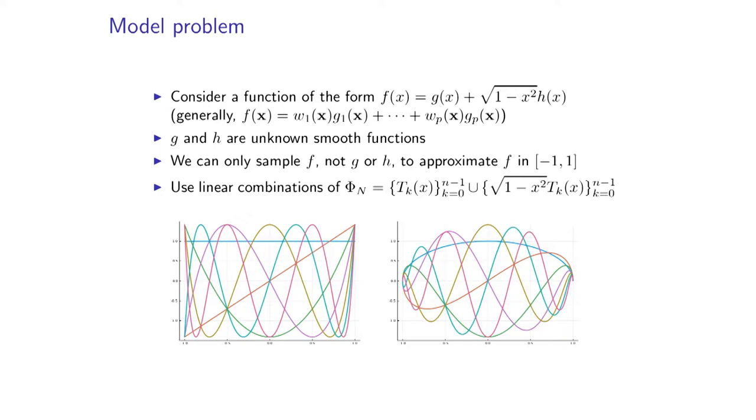If we knew g and h, we could just use Chebyshev or something to approximate g and h. They're smooth functions. We would do a very good job. But if you can only sample f, that's not going to work. So what I'm suggesting here is to use linear combinations of Chebyshev polynomials and weighted Chebyshev polynomials in equal numbers. So there'd be n Chebyshev polynomials and n weighted Chebyshev polynomials. So that's these guys and these guys.